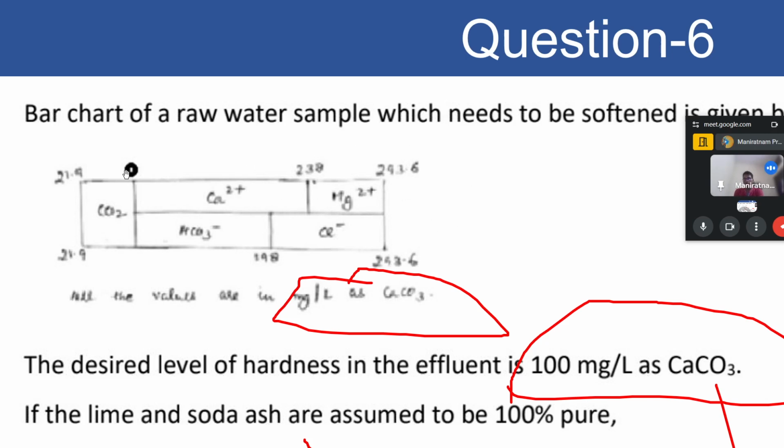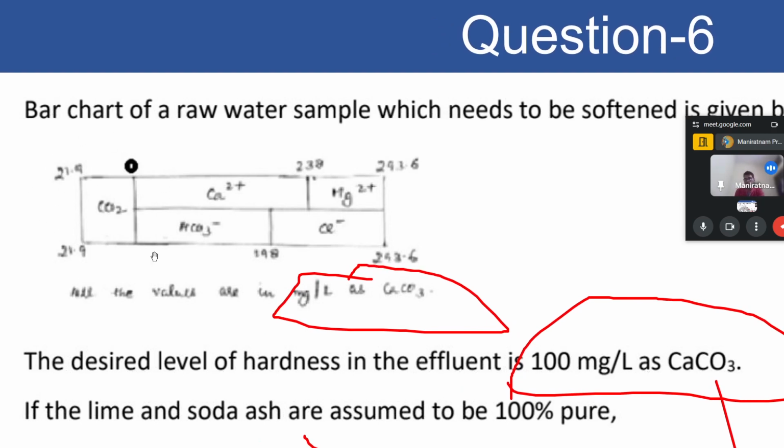So this is due to gas. Alkalinity is hardness due to gas, and this is due to dissolved ions. This calcium is associated with chloride and also with bicarbonate, but magnesium is associated with chloride only. You can also say that this HCO3 minus will be responsible for alkalinity.